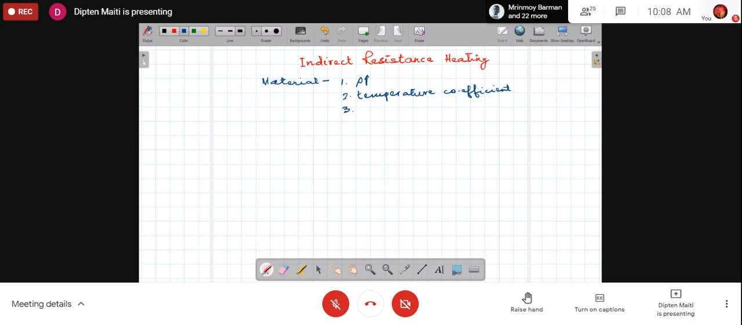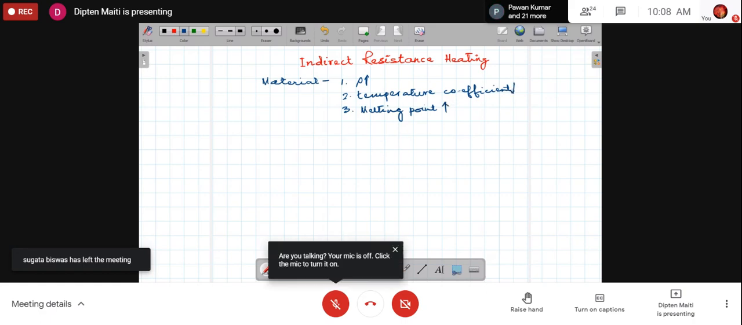And of course, the material should be able to withstand the temperature created by itself. Melting point should be as high as possible. So temperature coefficient as low as possible.